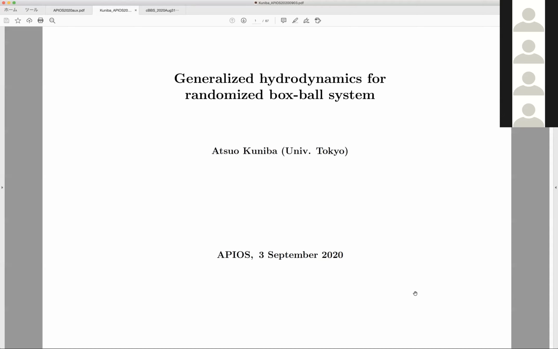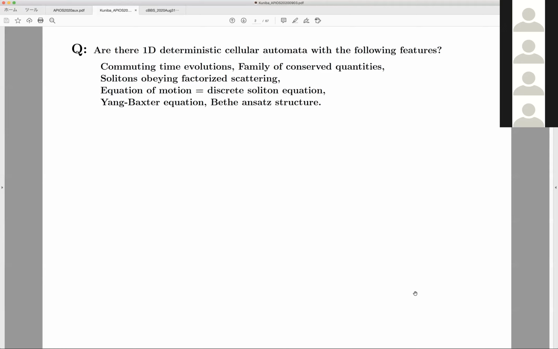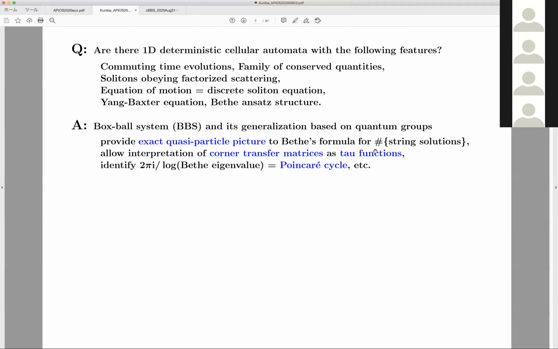Okay, thanks. So let me begin with the question: are there any 1D deterministic cellular automata with the following features? Commuting time evolutions, a family of conserved quantities, solitons obeying factorized scattering, equations of motion given by discrete soliton equations, and the Yang-Baxter equation, the Bethe ansatz. Actually, the answer is yes, as the box ball system and its generalization based on quantum groups. It provides an exact quasi-particle picture to Bethe's counting formula for the number of string solutions, allows interpretation of corner transfer matrices as tau functions, and can identify the Bethe eigenvalue at q equals 0 with the Poincaré cycle, and so on.